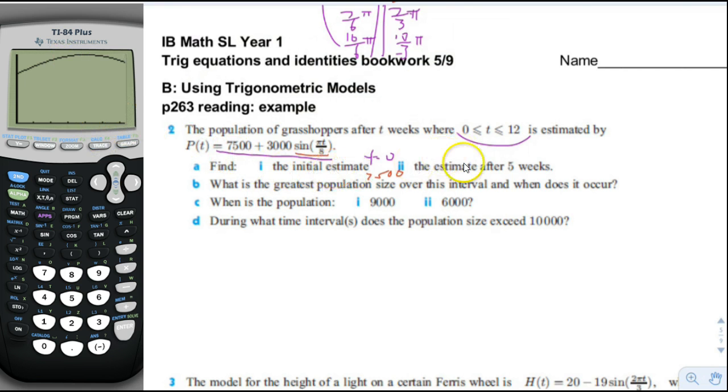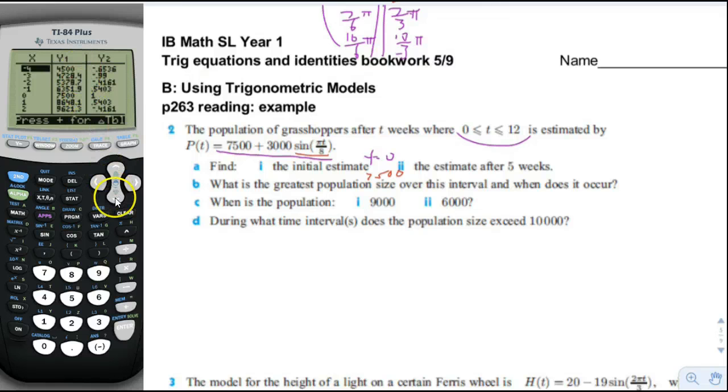All right. And then to find the value after 5 weeks, we are going to use the table actually. Okay, and we're looking at y1, not y2. I forgot to erase the second function. So let's look to see what y1 equals when x equals 5. It's 10,272. What is the greatest population size over this interval, and when does it occur?